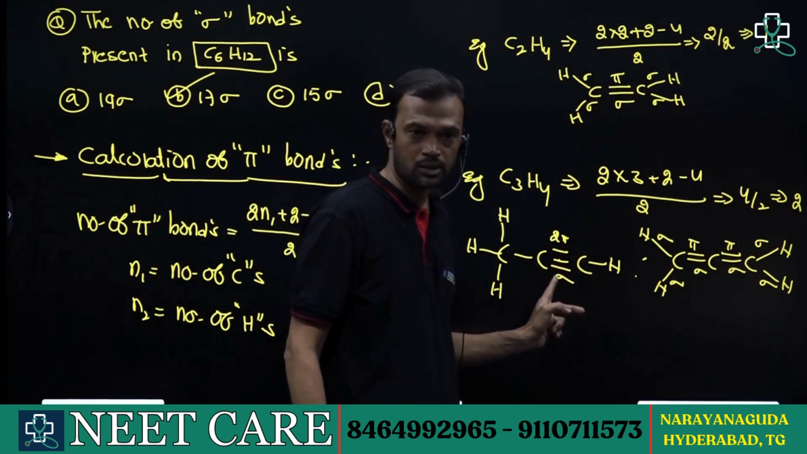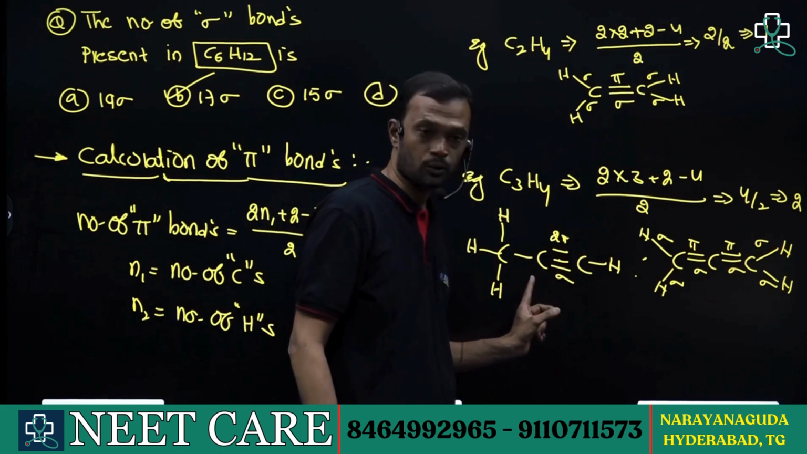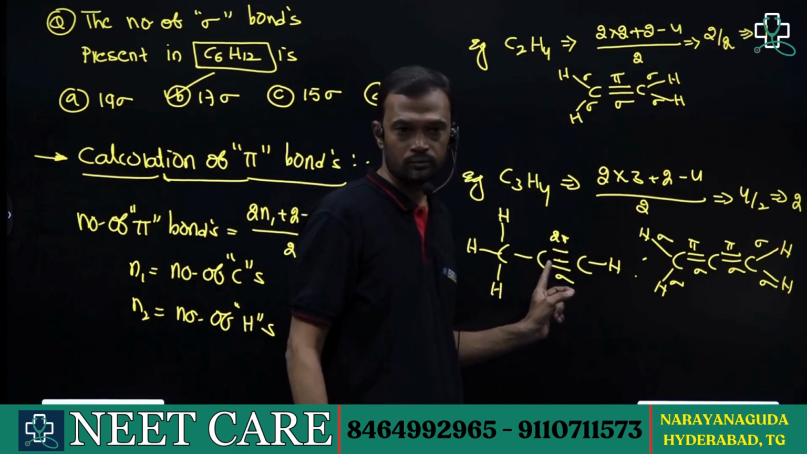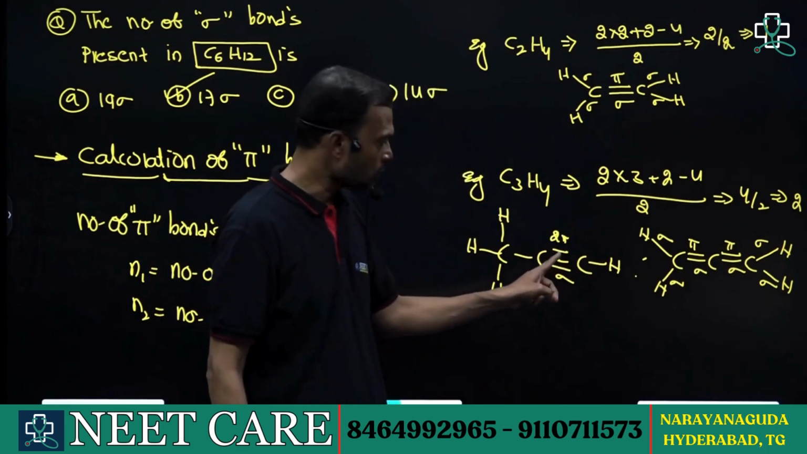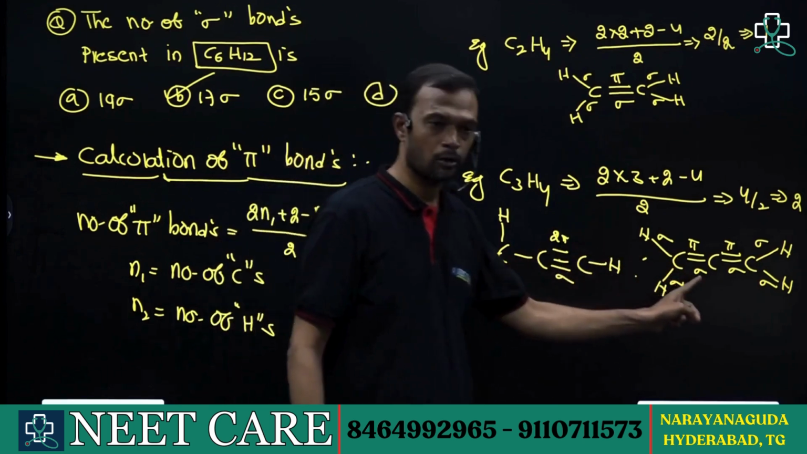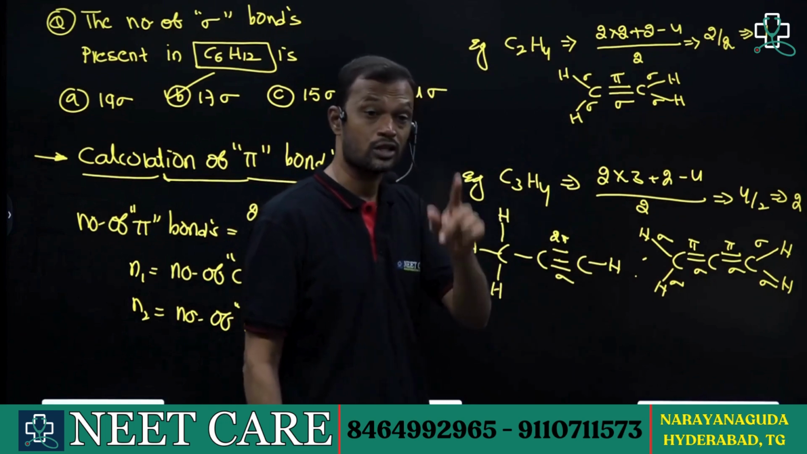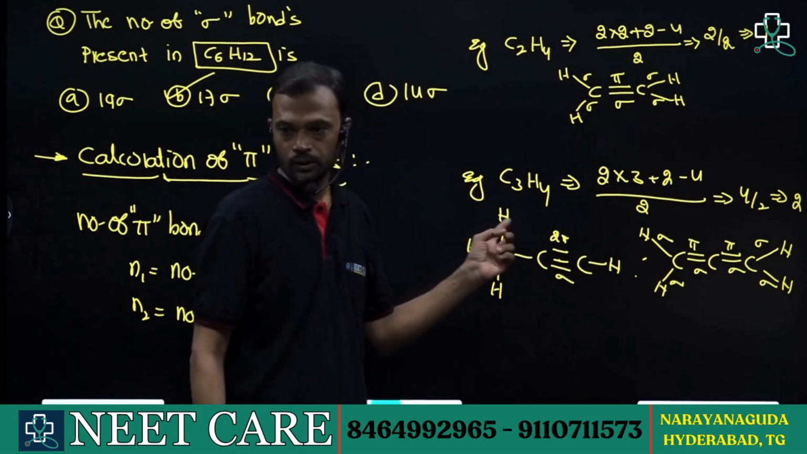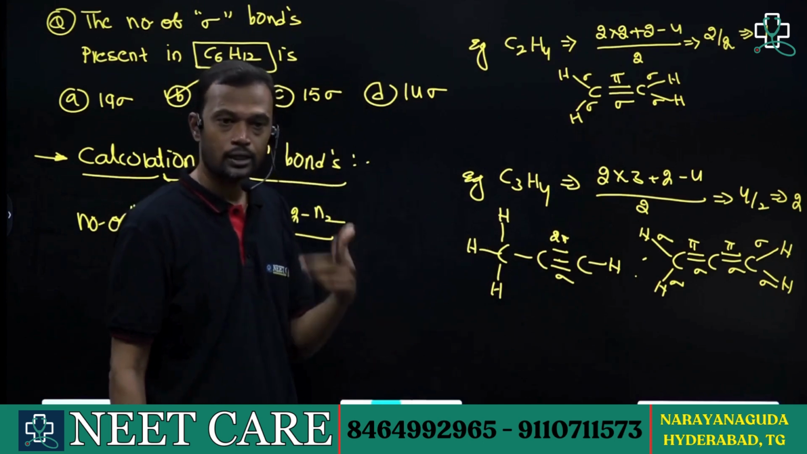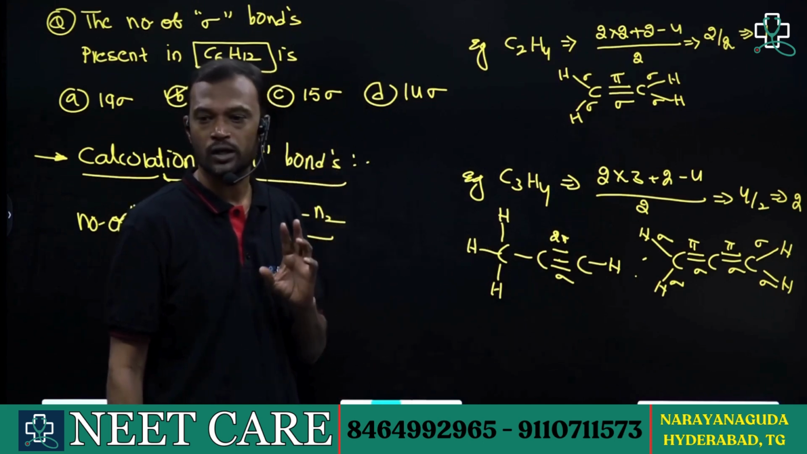In this, how many double bonds are there? In this molecule? No double bond. Here only a triple bond is there. Triple bond and single bond. In this, how many double bonds are there? 2 double bonds. So now this kind of isomers are called functional isomers. See, if you know how to calculate sigma and pi bonds, isomerism is very easy for you.